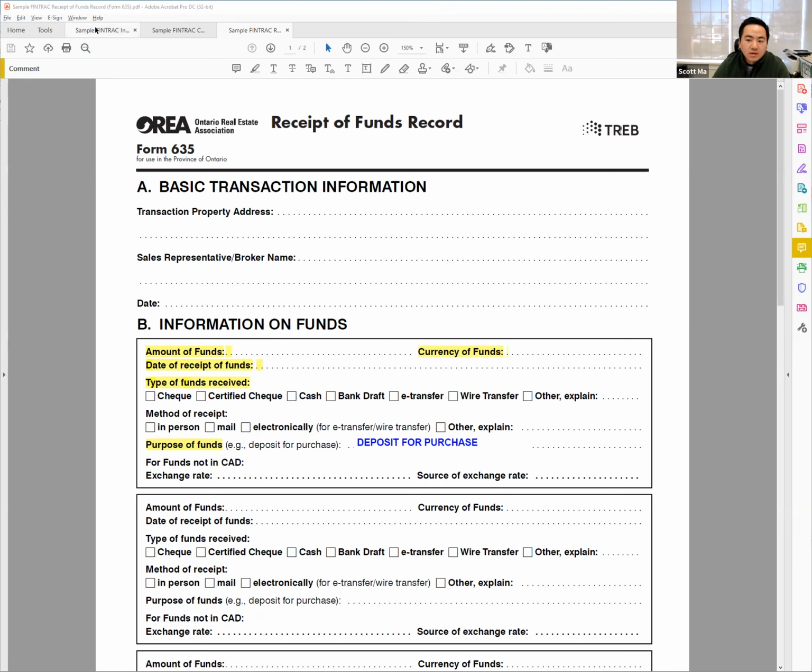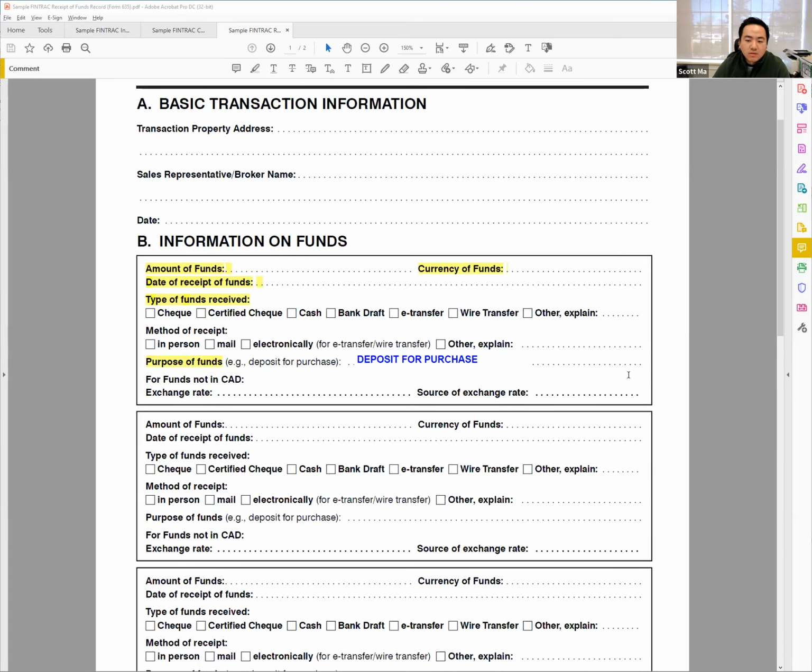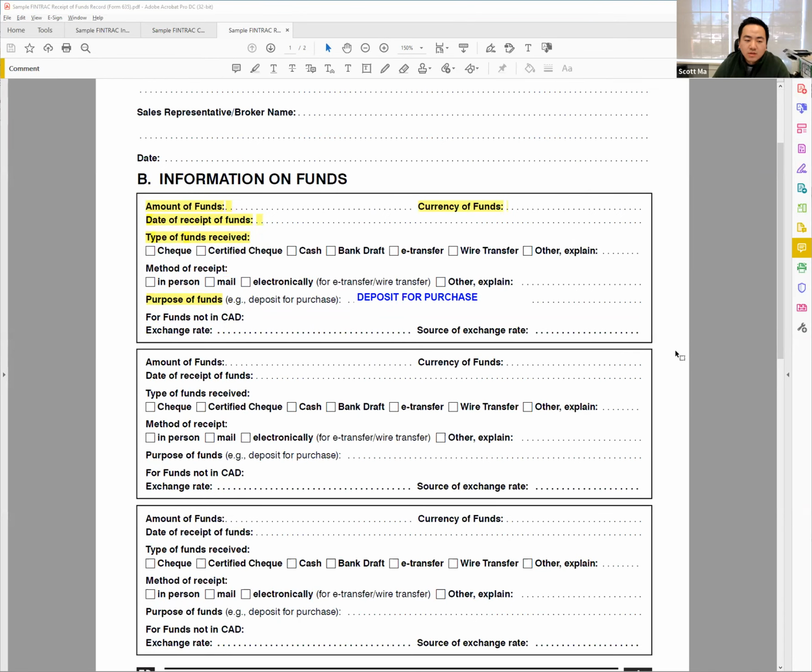Catherine asked, how do you fill in the currency of the funds? So, usually you should be dealing with Canadian funds. So you just put CAD for Canadian dollars, or you can write out in full words Canadian dollars, or another currency.